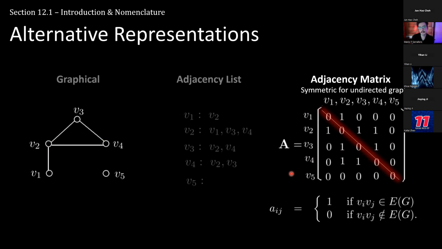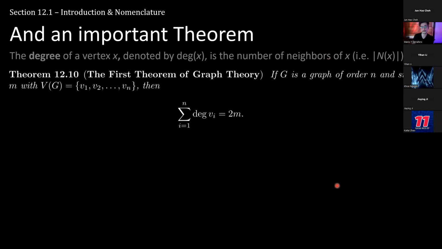So alternative representations, we also notice, again, as I said, that it's symmetric for undirected graphs. A symmetric matrix is a matrix that is equal to its transpose. So if we were to transpose and make the rows become the columns, then we would get the same matrix. But this is only for undirected graphs. Okay, so now we can finally start talking about some theorems.